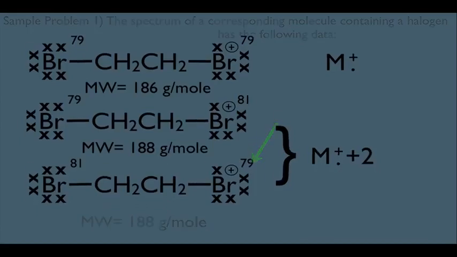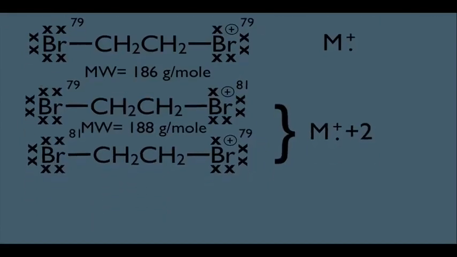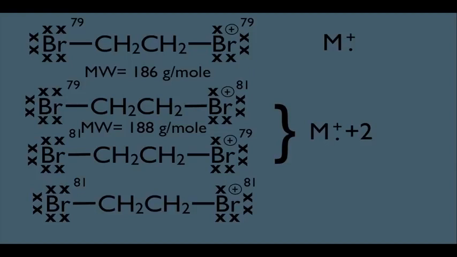However, there's one last possibility here. Because the relative abundance of Br is pretty high for both species, it is possible that both of them in the molecule could be Br81. This ion would happen to weigh 190 grams per mole. This peak could possibly correspond to the M+4 peak. So far in our analysis, we've seen that if our molecule has two Brs, it is possible to get an M, an M+2, and an M+4 peak.